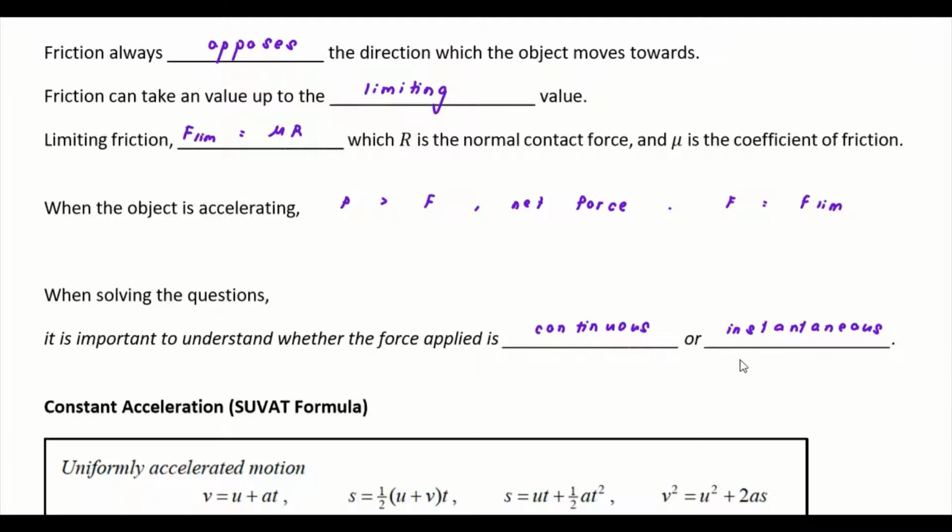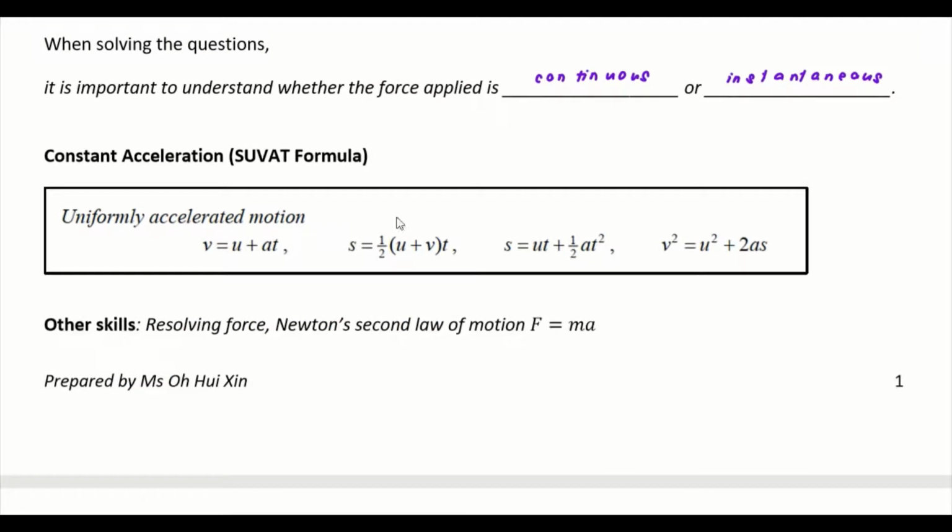All right. Some of the things that you will continue using are the SUVAT formulas for all the constant acceleration cases that we have. Other skills that I'm not going to recap here are resolving forces. I hope you still remember, it's either force cos theta or force sine theta. Then, of course, from the previous lesson, Newton's second law of motion, F equals ma, or net force equals ma. All right, so now let's move into the examples.